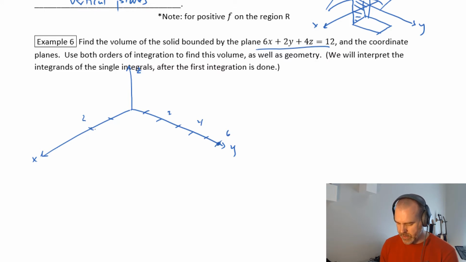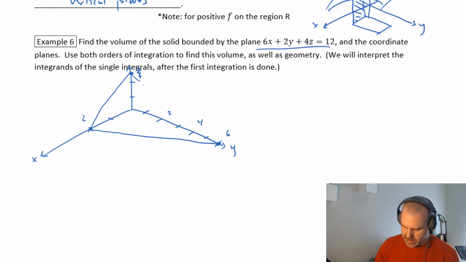So we're just finding the intercepts here. And if x and y are 0, z is 3. What we have here then, it looks like a triangle, kind of what we're looking at. That's not a good line at all.